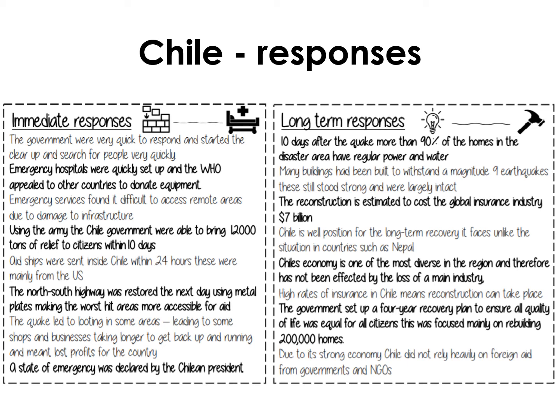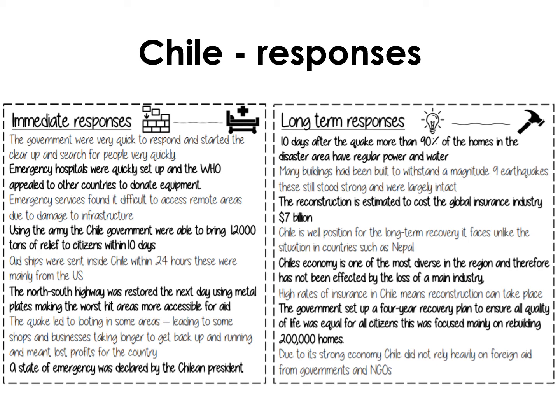Longer-term responses. The government acted quickly to make sure that 10 days after the quake, more than 90% of the homes in the disaster area had power and water back. It's cost the global insurance industry $7 billion. But Chile has quite a high rate of insurance, which means that lots of people had insurance and could quickly begin to reconstruct their lives.